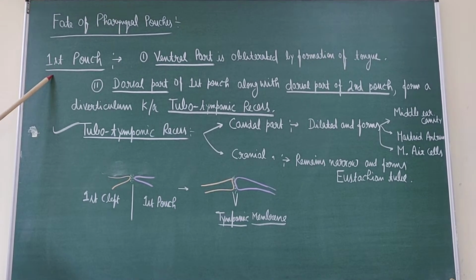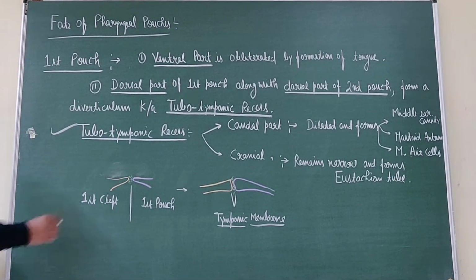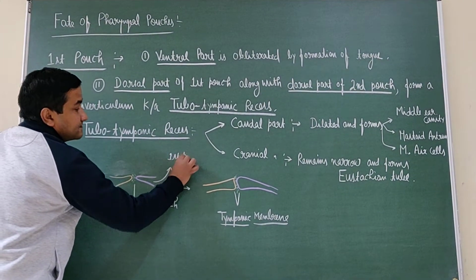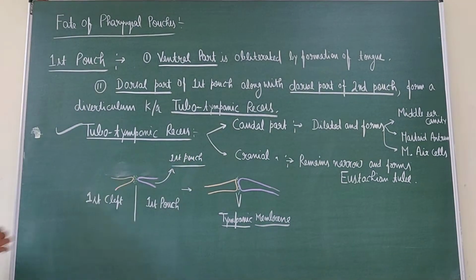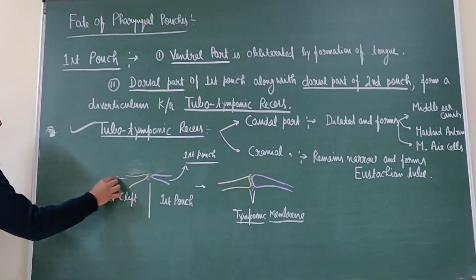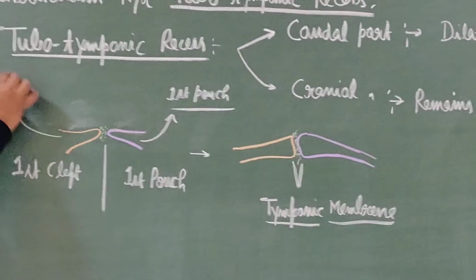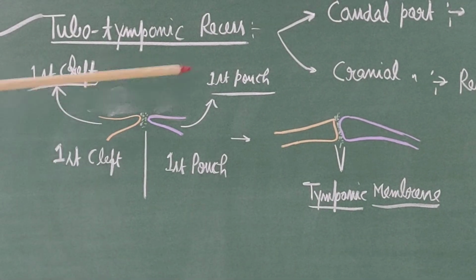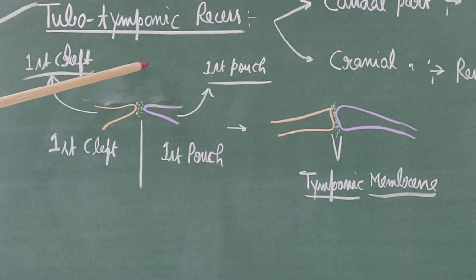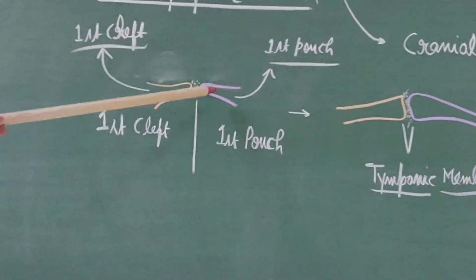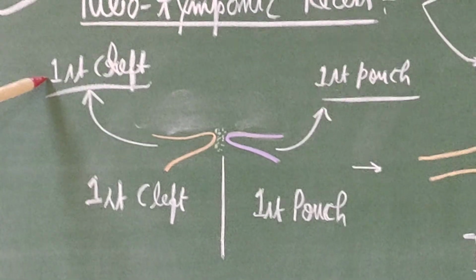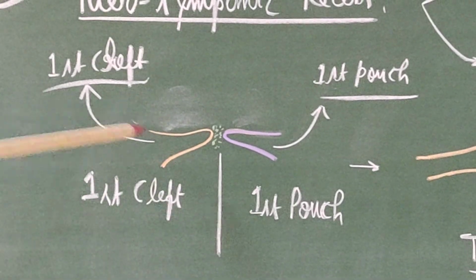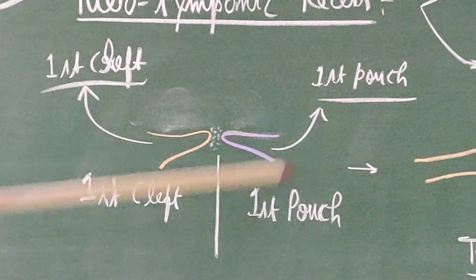The first pouch in this diagram is the purple color, while this is the first cleft. This pouch is present between the first and the second arch, lined by the endoderm, while this cleft, present between the first and the second arch, is lined by the ectoderm. This is the difference: one is present exterior, the other interior.